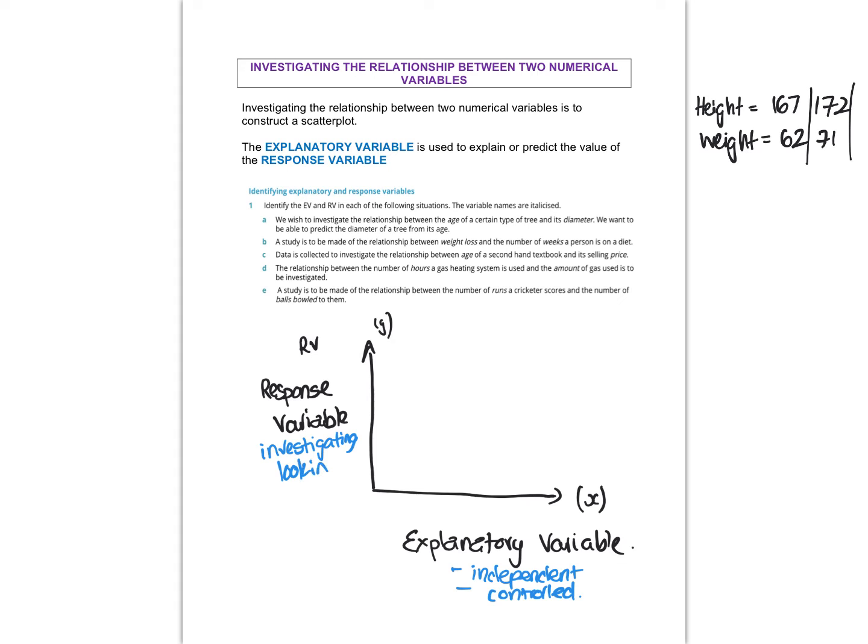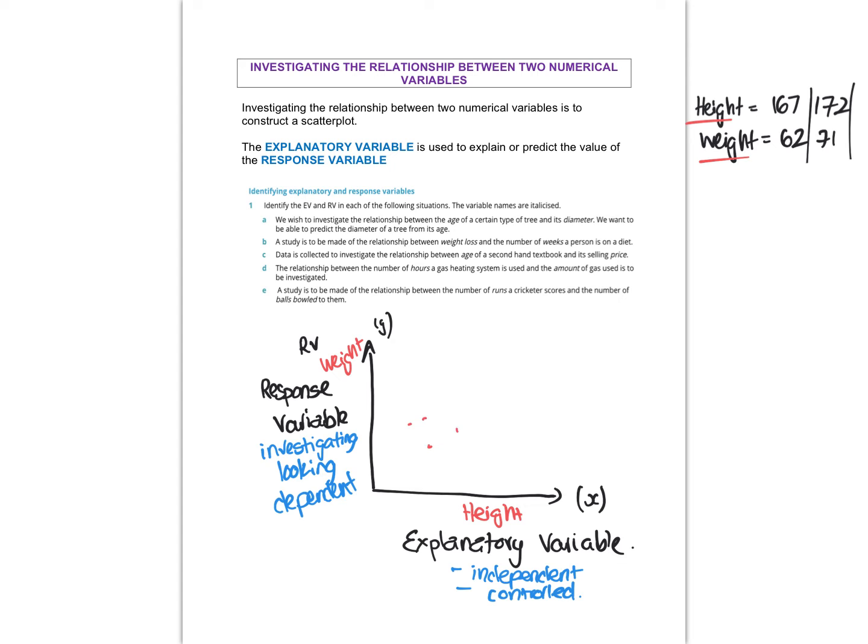You might say it's the one you're investigating. And we say it depends. It's the dependent, so it'll depend on the other one. So in this example of height and weight, you cannot change your height. Your height is going to be what it's going to be. But your weight may vary. So what we say is that height is independent. So down here, we'd have height as our explanatory and weight as our response.